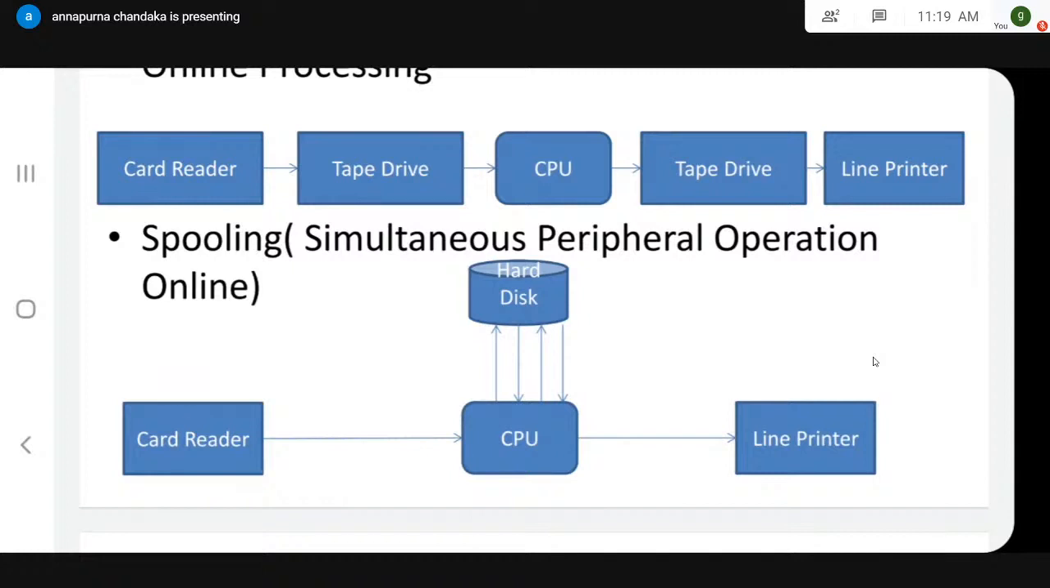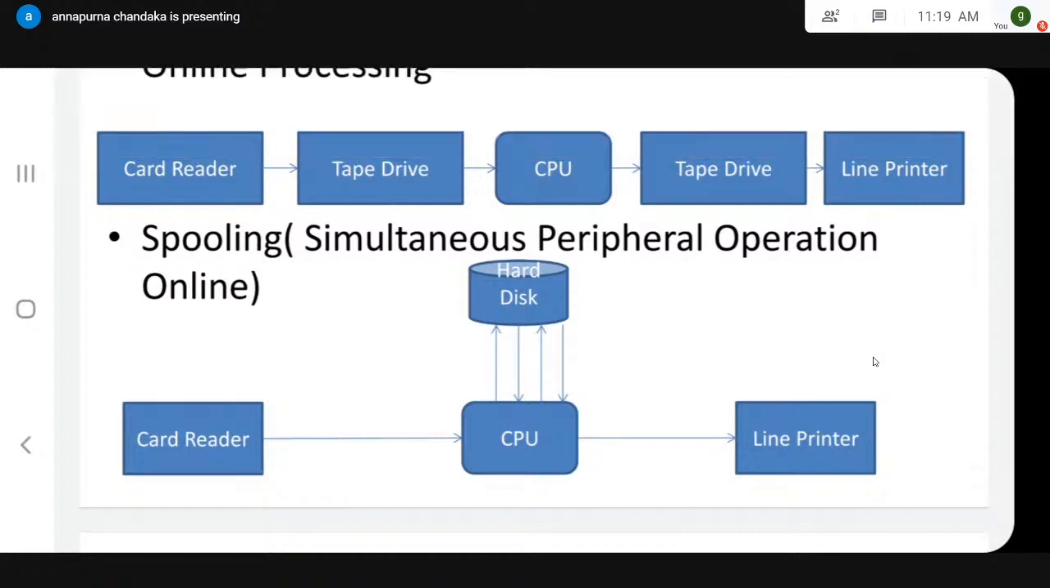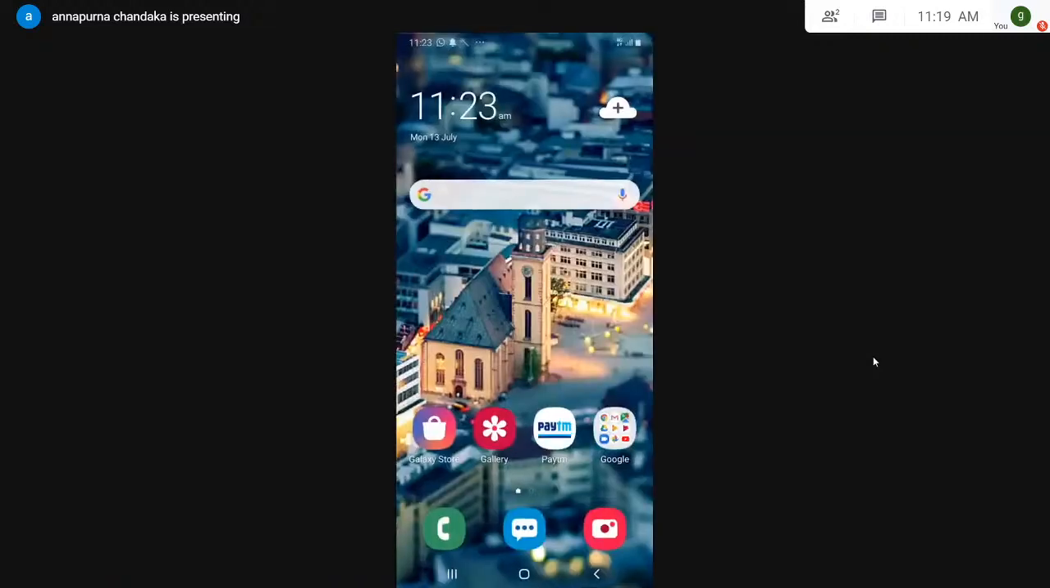Now you can observe that the CPU is completely reading and writing information from the hard disk only. That implies the CPU speed depends entirely on the hard disk. But the hard disk works faster than the tape drive, so I can conclude that the idleness of the CPU has been reduced.